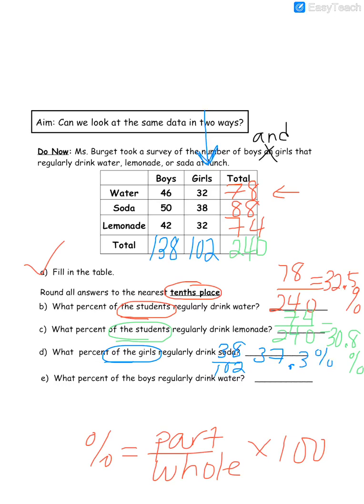And that was a little trickier, okay? Remember, be careful with the denominator. Always ask yourself, what are you being asked? Okay, that's important for you to think about for letter E, and I'm going to ask you to try that one on your own.